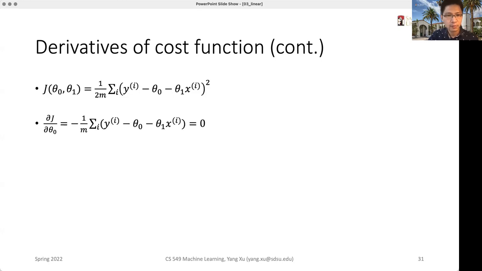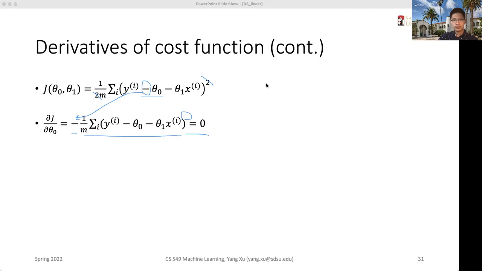Okay, so when we take derivatives with respect to theta 0, you see that we will remove this exponent 2, right? So this 2 will be eliminated with the 2 in the denominator, and the exponential term is gone. And the coefficient before theta 0 is also moved outside the summation. So the derivative of J with respect to theta 0 looks like this, a sum of these linear forms. And we need to make it 0 because we want to find the minimal point.